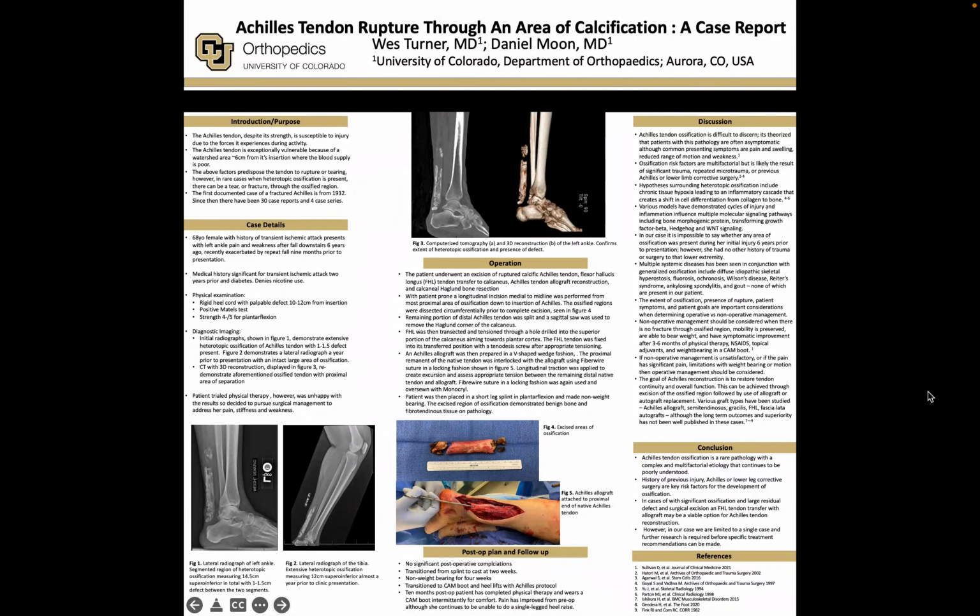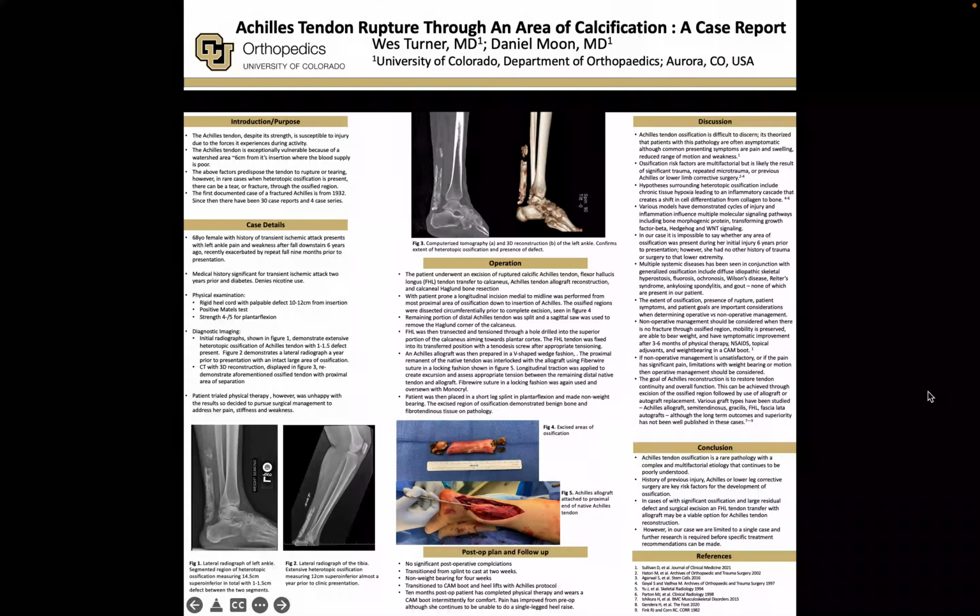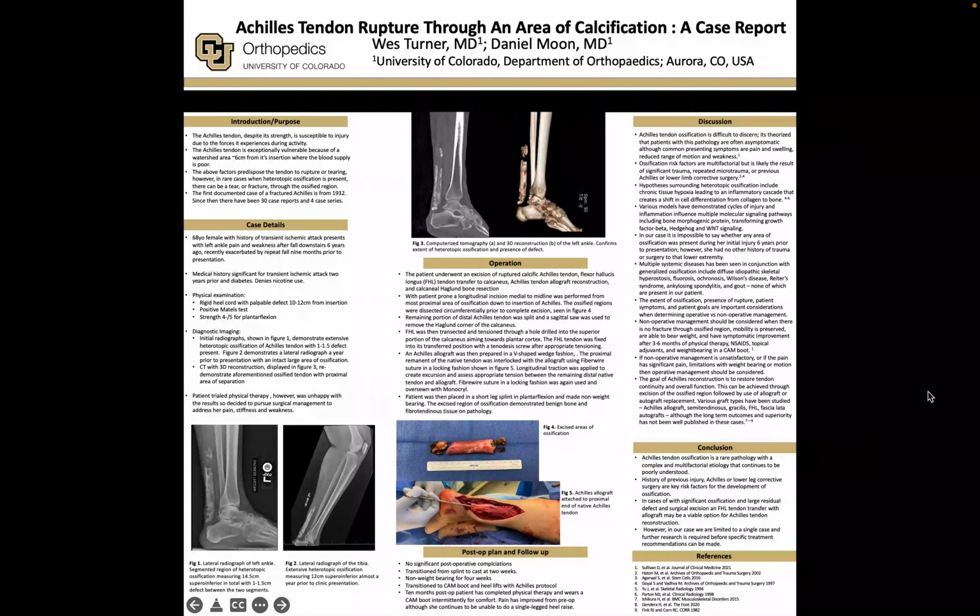Various models of the cycles of injury and inflammation have been shown to influence molecular signaling pathways, such as BMP, TGF-beta, hedgehog, as well as Wnt signaling. In our case, it's impossible to say whether the area of ossification was present during her initial injury 6 years prior, or if she developed it as a result of that. She does deny any previous history of trauma or surgery to that lower limb. She's also a non-smoker.